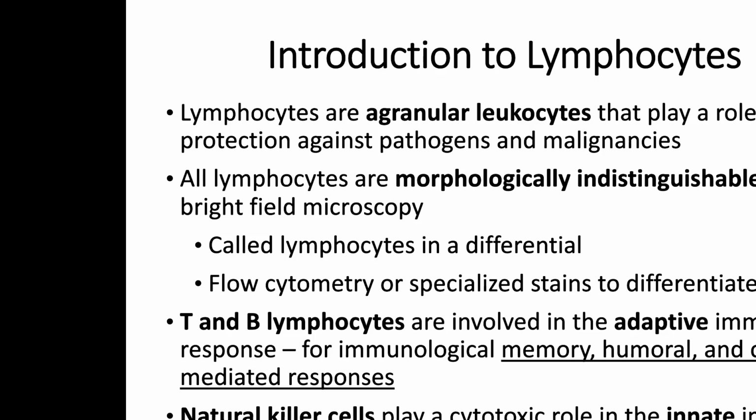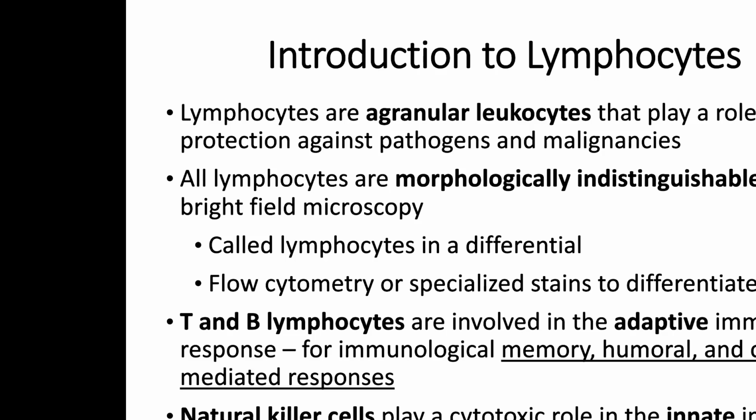If you look at a lymphocyte underneath the microscope in the peripheral smear, you will not be able to tell apart a T cell, a B cell, an NK cell, any T helper cells, or natural killer cells. You will not be able to tell them apart. So when you look on your CBC or your manual differential, they will simply be called lymphocytes. If a provider or a pathologist requires to know the percentage of the subtypes of each lymphocyte, then they will require flow cytometry or specialized stains to be able to tell them apart.